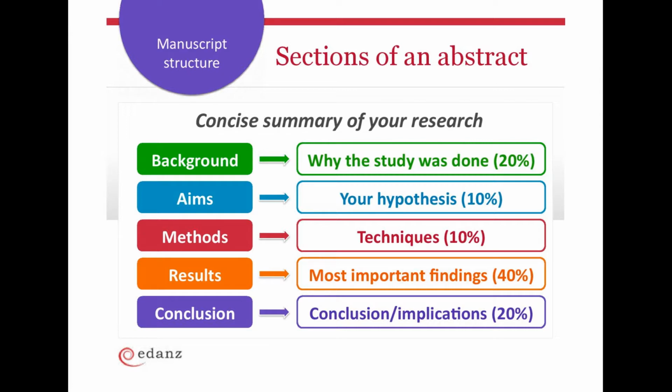So first is the background, maybe two sentences to tell the reader why your research needs to be done. You'll then have a sentence that describes your aim or the problem in the field.